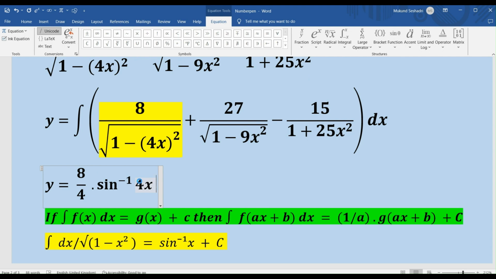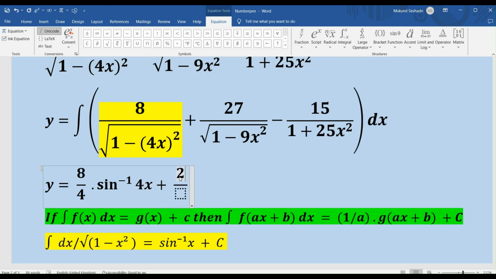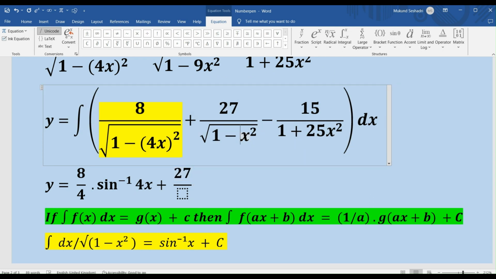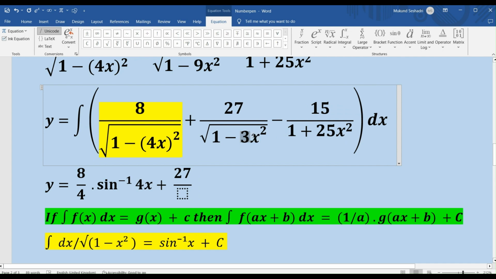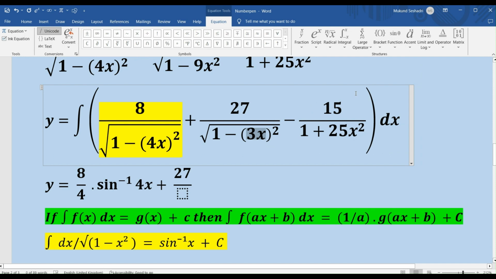And let me jump to function 2, where I have 27 divided by, right? I'm going to make a small change. I'm going to rewrite my 9x square as 3x the whole square, right? And now this becomes very similar to what we have solved just now, right? So we don't have to go too much into the detail for this particular problem, which is my 27 divided by square root of 1 minus 3x the whole square.